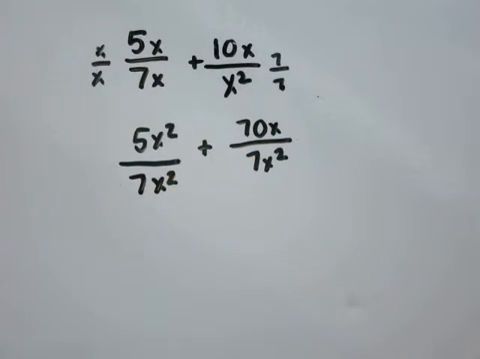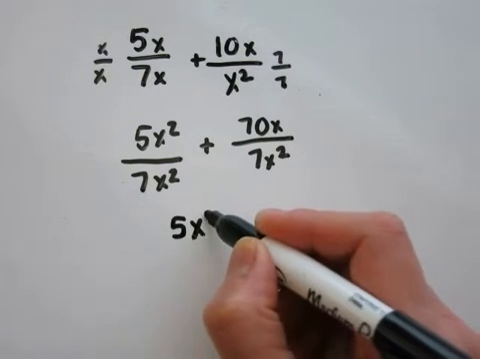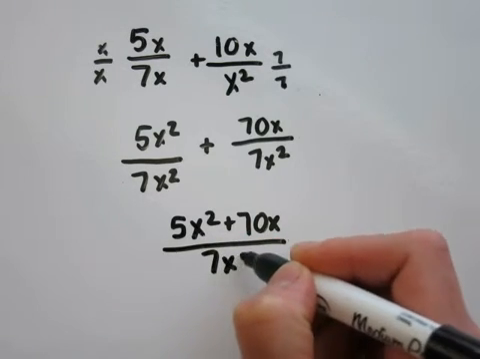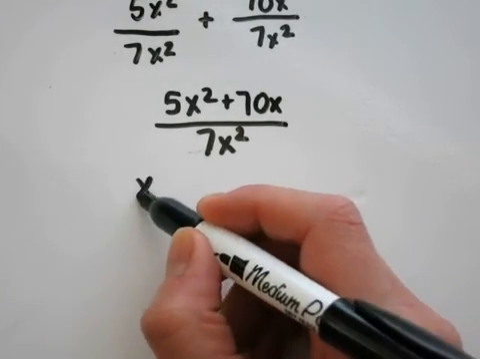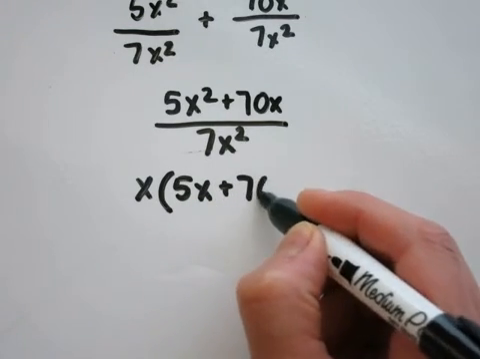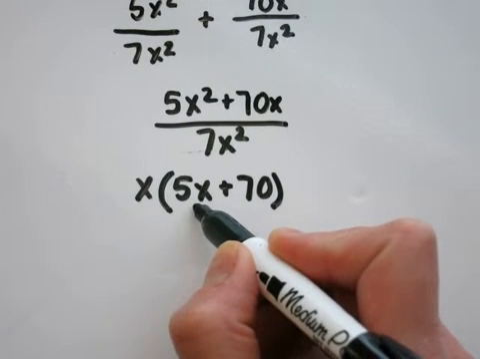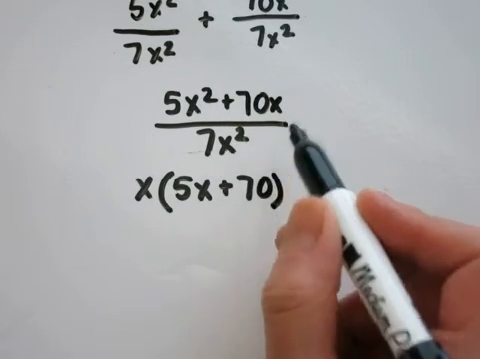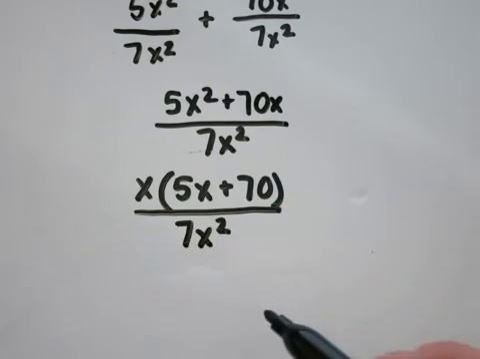So now we have our common denominator. You're left with 5x squared plus 70x over 7x squared. In the numerator, we can factor out an x. Distribute to double check. X times 5x is 5x squared. Good there. X times 70 is 70x. Good there. Remains over 7x squared.